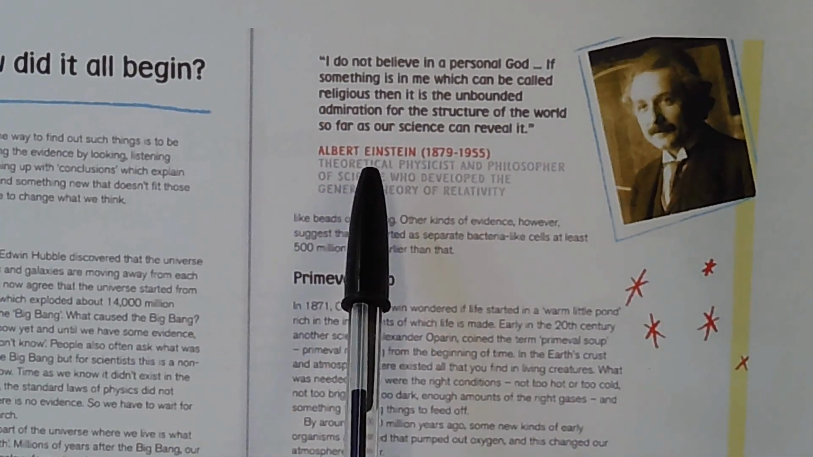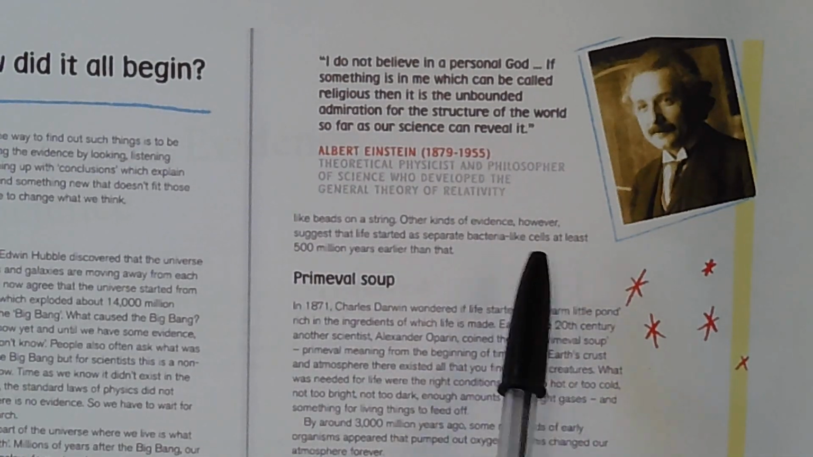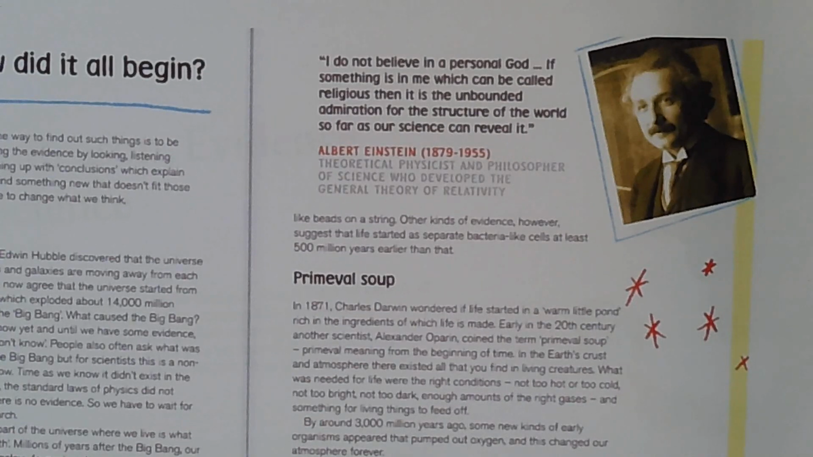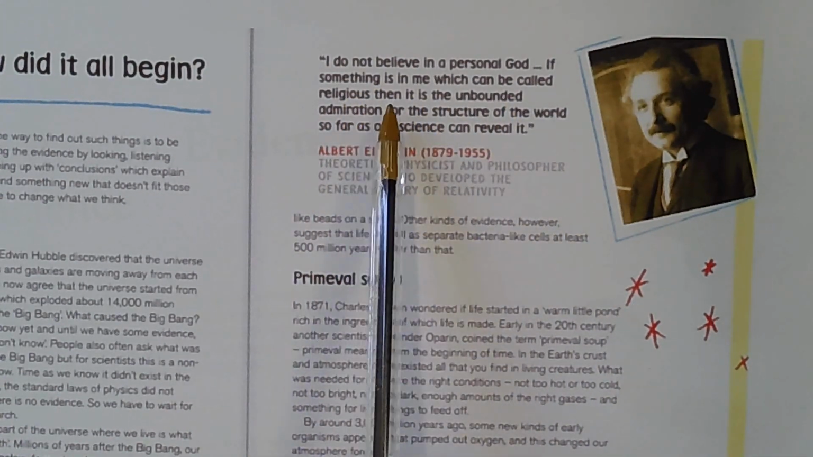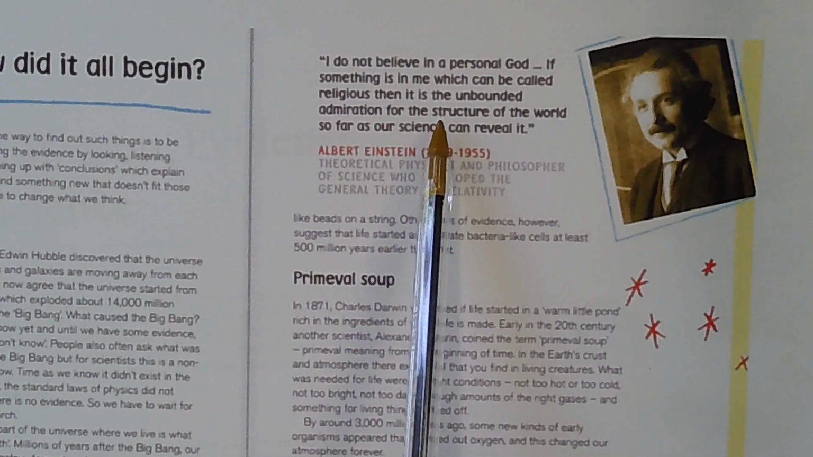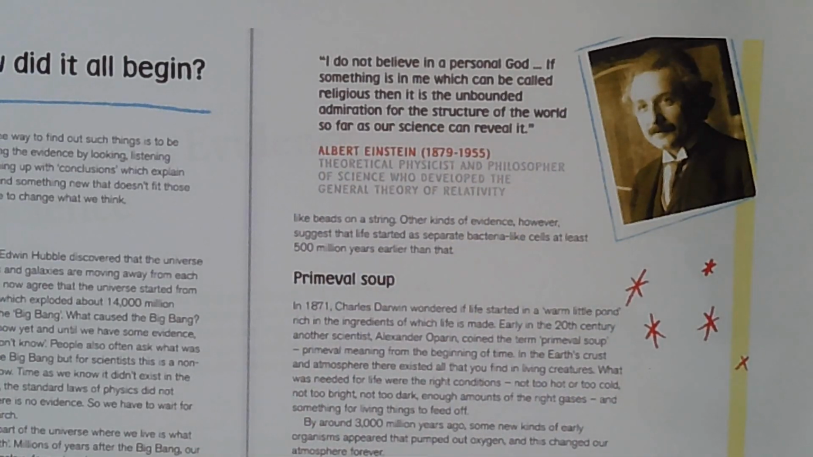So here is a quote from Albert Einstein, the famous theoretical physicist and philosopher. He developed an interest in the general theory of relativity, and he says, "I do not believe in a personal God. If something is in me which can be called religious, then it is the unbounded admiration for the structure of the world so far as our science can reveal it." So he doesn't believe in a God, and if there's anything religious in him, it's totally relying on science and how that can prove it.